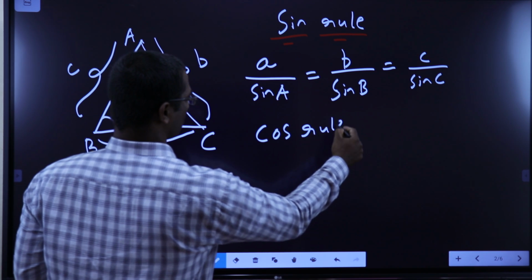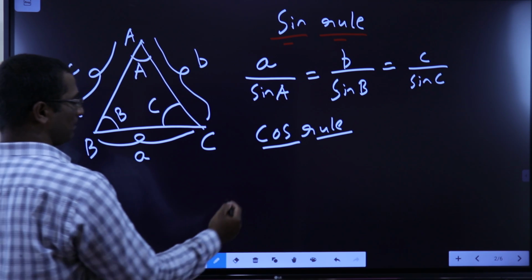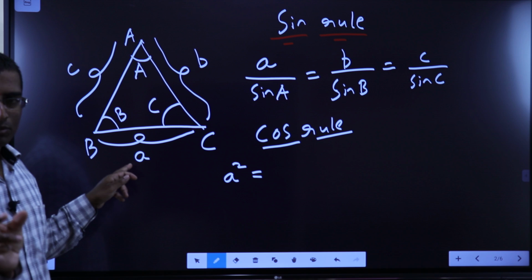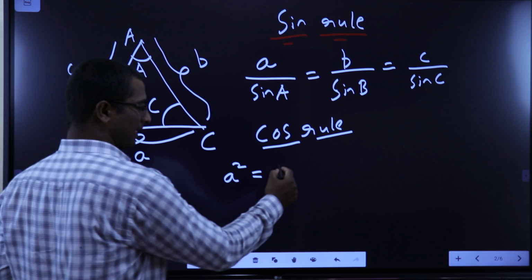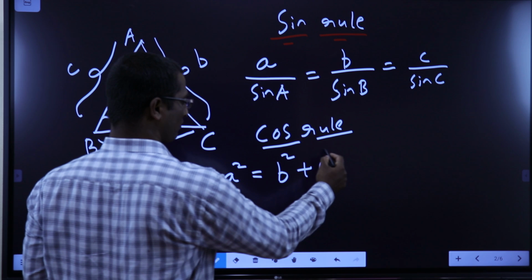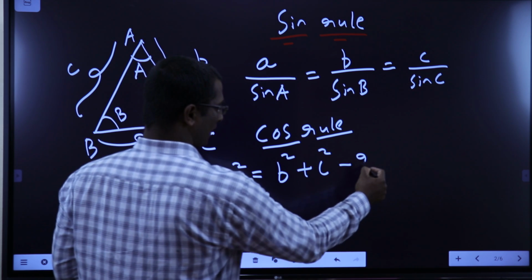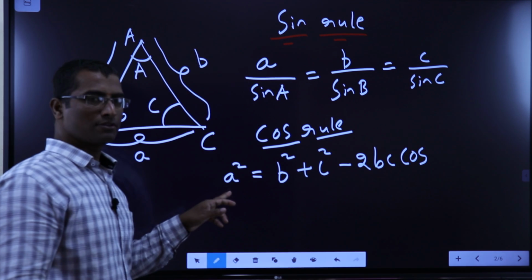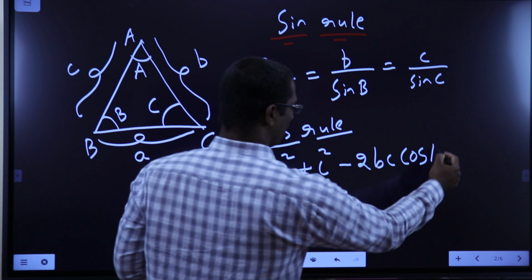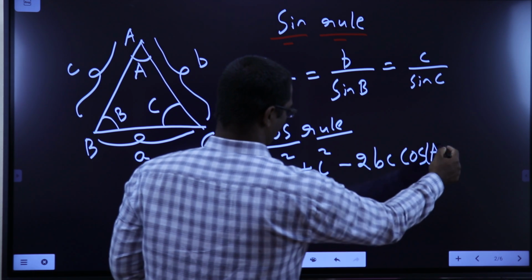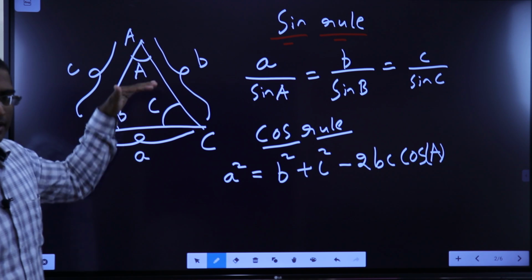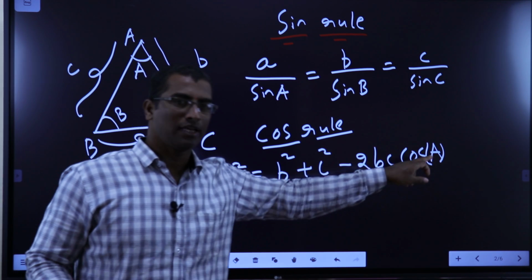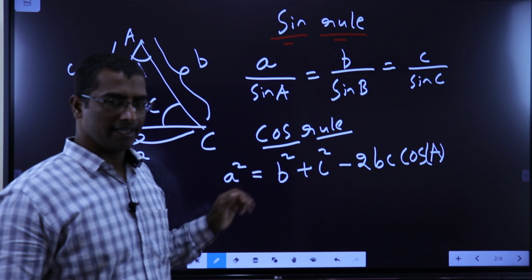Let us revise what cos rule is also. Cos rule is nothing but, if I take a square on this side, I am starting with small a square, other two letters on the other side. That is b square plus c square minus 2 times of these two letters, bc into cos. Here you have small a, the angle has to be opposite to that small a, that is capital A. Clear?